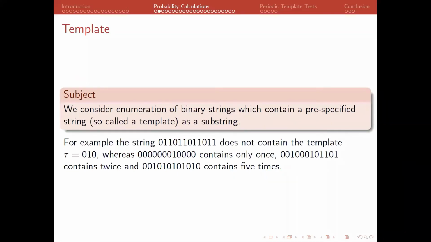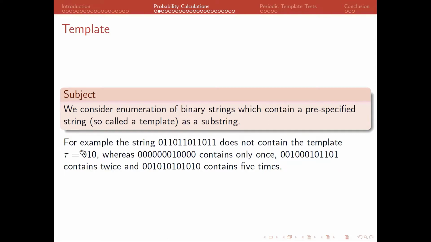So we will have a case study here. As I said, there are many statistical randomness tests for collections of short sequences. The first one is the periodic template test. For this, we need to define a template. A pre-specified string is called a template, for example.